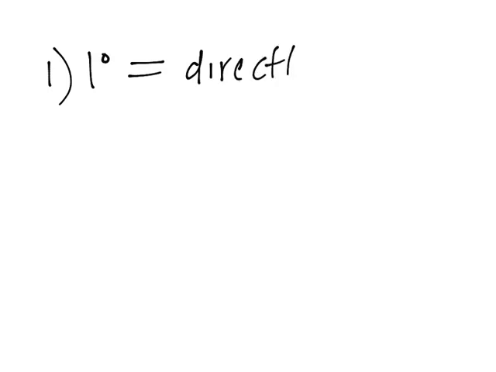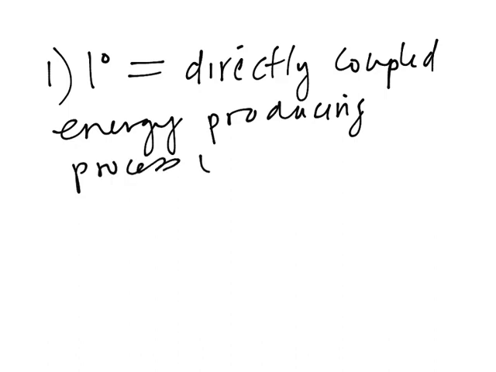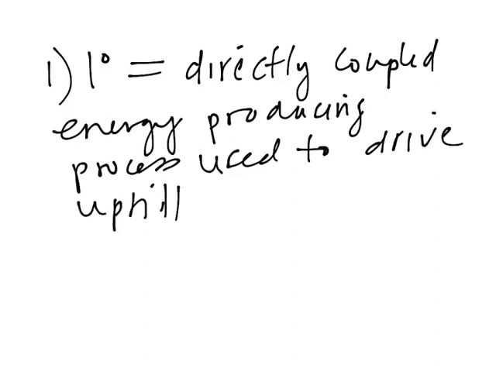So you can break active transport up into two kinds. The first kind is primary active transport, and that is directly coupled. So in this case, the energy producing process, whatever that transport is coupled to, the energy yielding process is used to drive what we call uphill transport, so going against the gradient. So for example, you hydrolyze ATP, harvest the energy, and move a solute against the gradient.